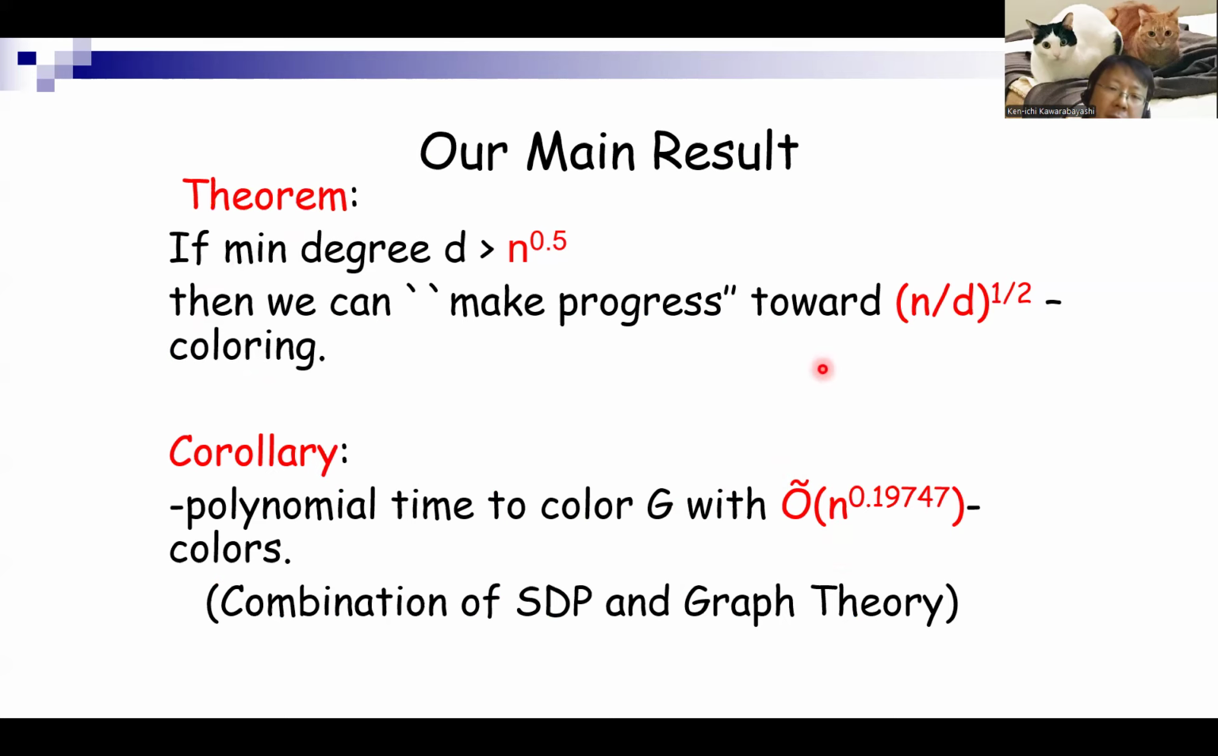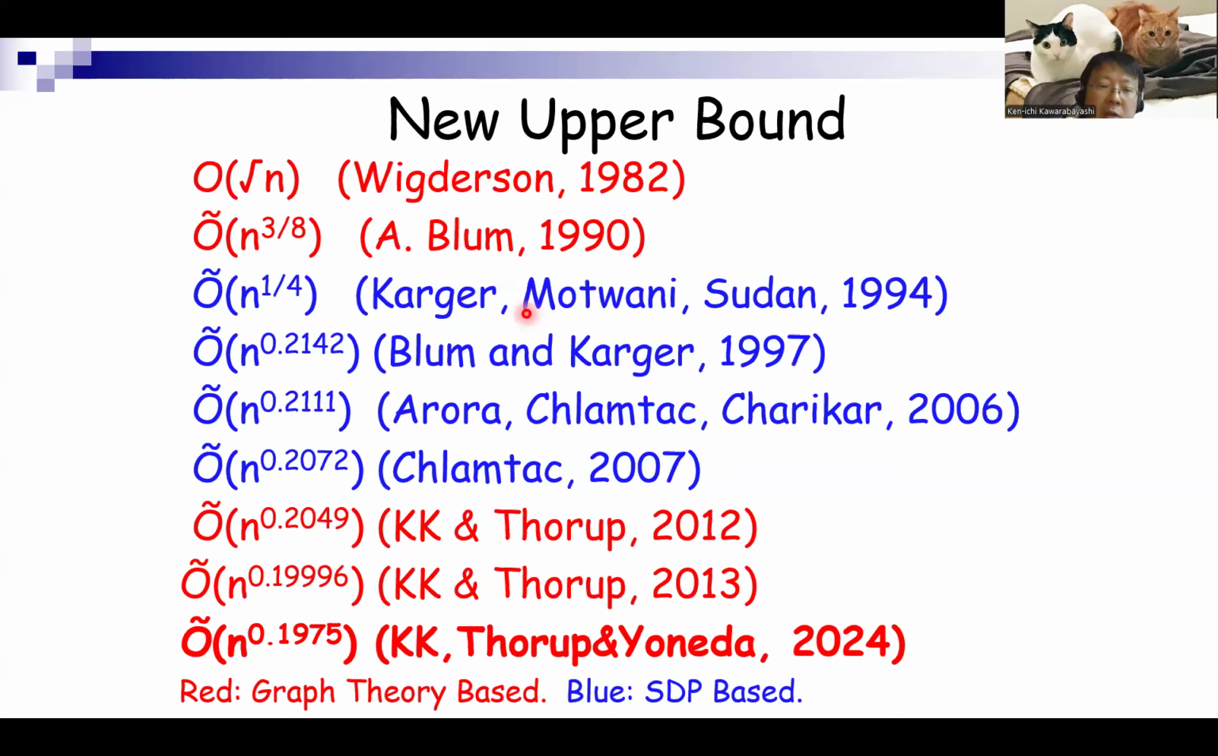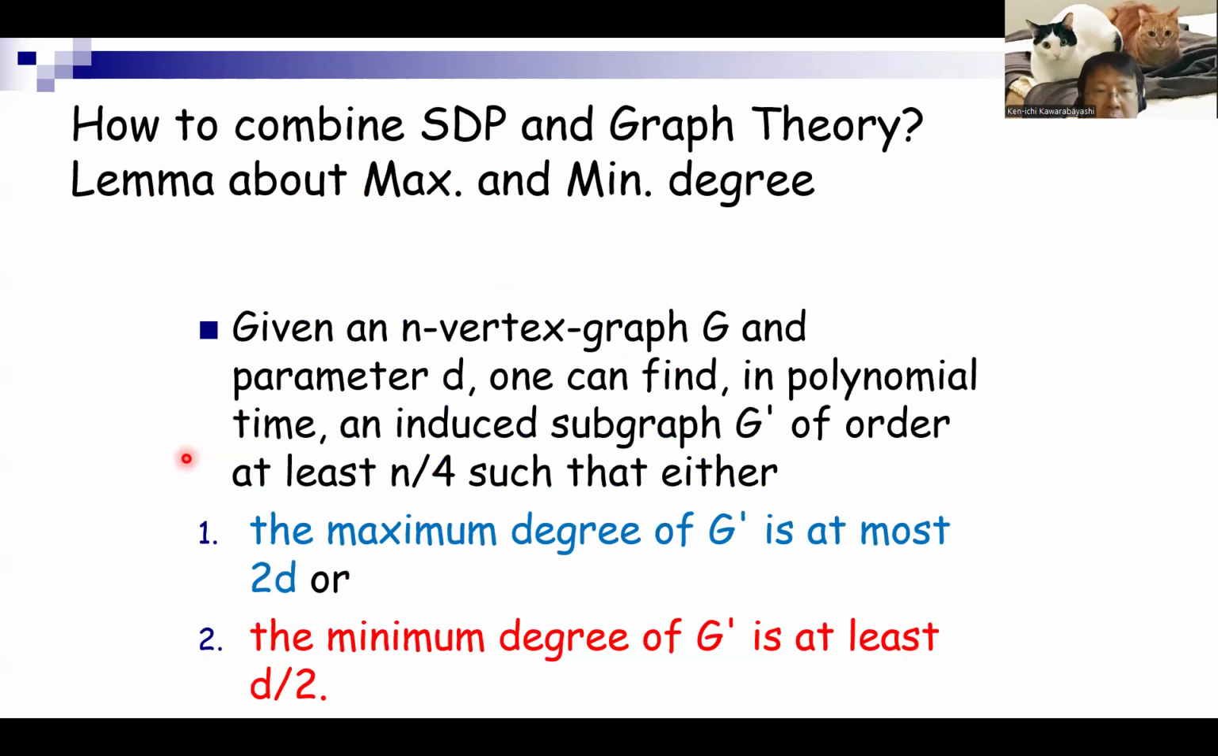In order to understand why we need this n over d here under some degree condition, I'm going to tell you when the SDP helps and when the graph theory helps. So in this table, it's a combination of the SDP and graph theory, and finally this result is n to the 0.197. By the way, the O-tilde hides the log n factor, because we don't care.